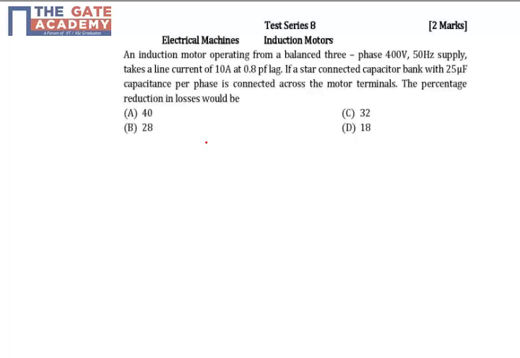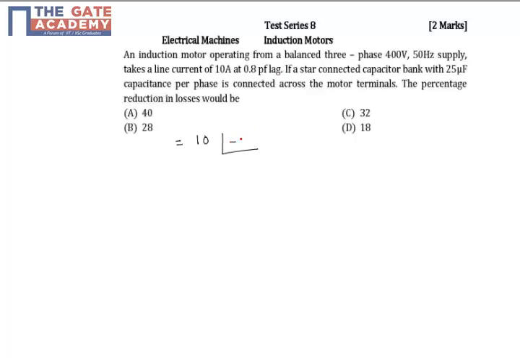So I'll see how much is the reduction in the losses, because once you find out the change in current, or the reduction in the current, you can find out the reduction in the losses. So first, if you see, the motor is taking a current of 10 amperes at a power factor of 0.8 lag.